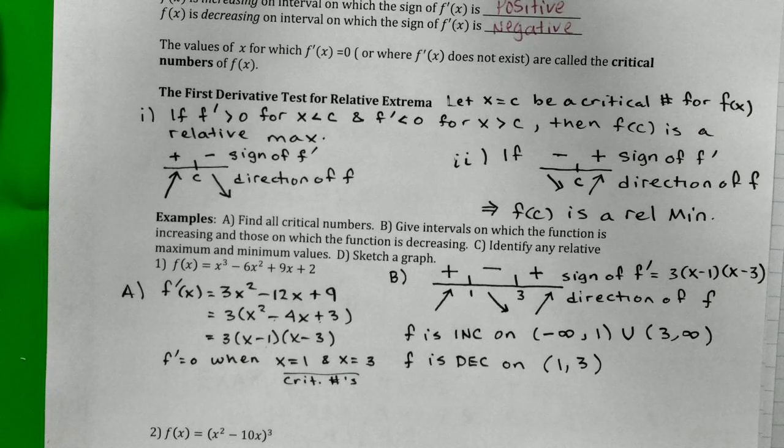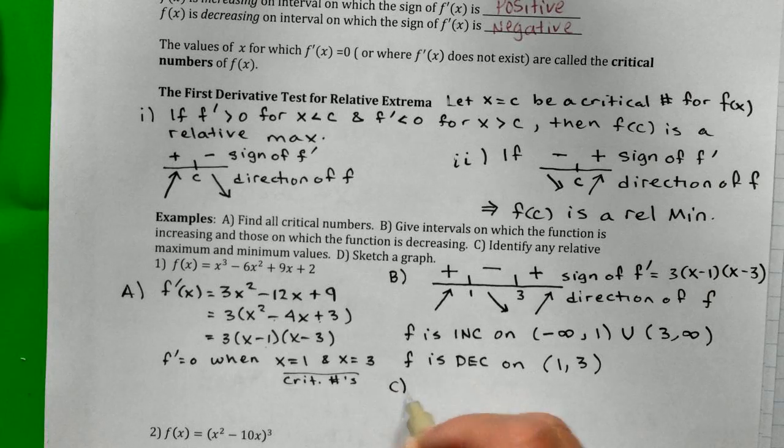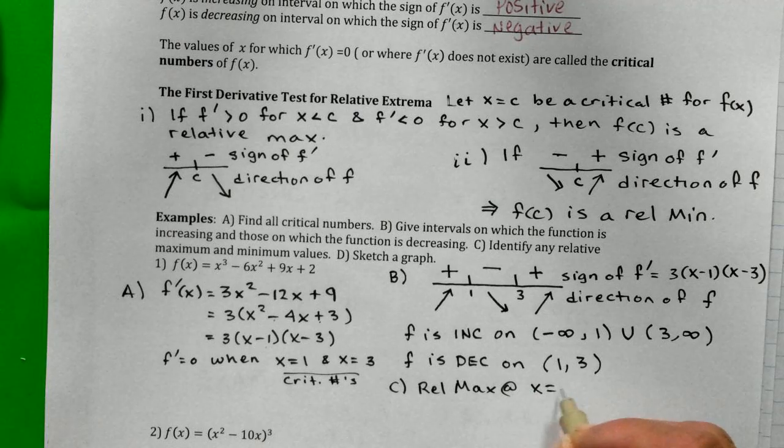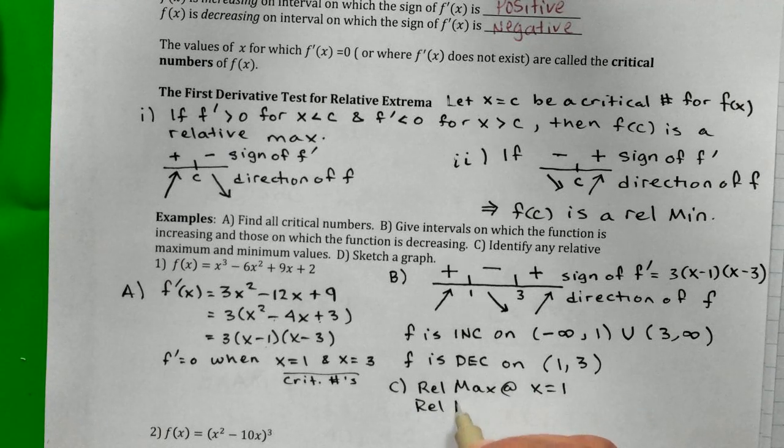So that's part B. Then we can just make the observation in part C to determine what type of extreme value occurs at 1 and what type occurs at 3. Where's the relative max? At 1. The relative min is at 3. Okay, so in part C, we say we have a relative max at x is equal to 1 and a relative min at x is equal to 3.